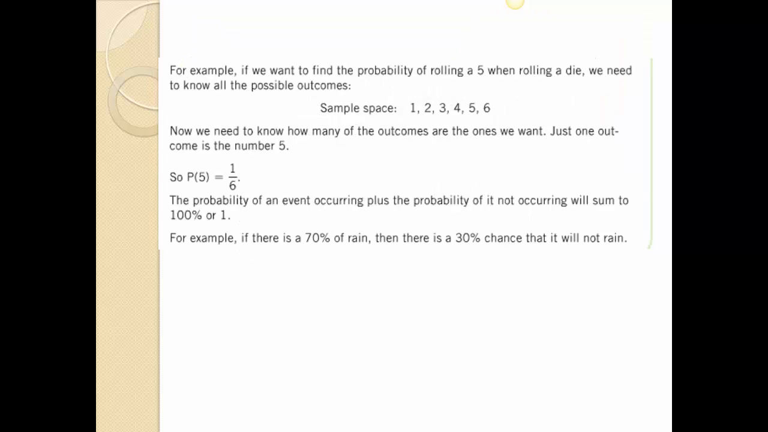For example, and again we're doing the rolling the die here, we want to find the probability of rolling a 5. So here's my sample space, 1 through 6. How many outcomes are the ones we want? Just one, that says a 5. So the probability of rolling a 5 is 1 out of 6. The probability of an event occurring plus the probability of it not occurring will always add to 1. So for example, if there's a 70% chance of rain, then there's a 30% chance that it will not rain.